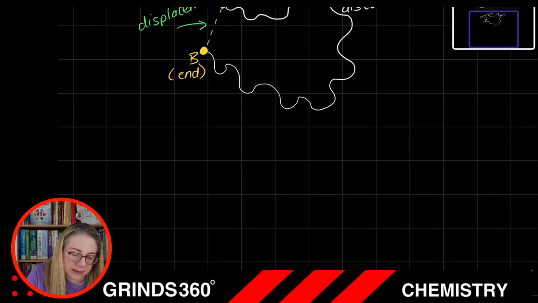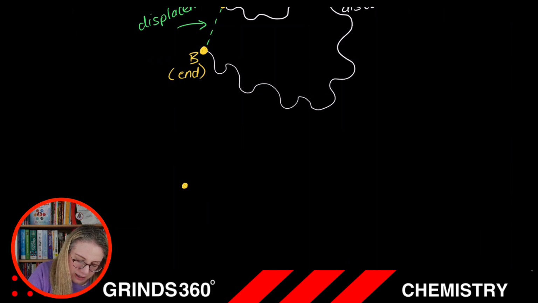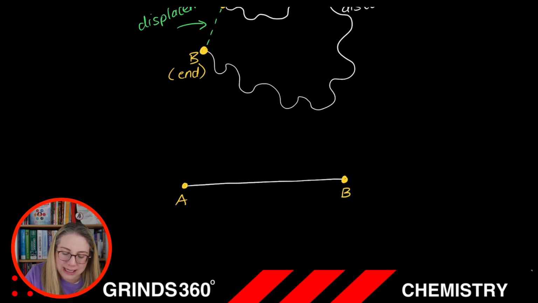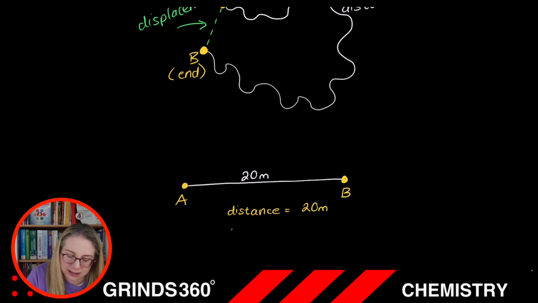So an easier way of doing this would be if we have point A. A person started walking from point A, they walked in a straight line to point B. To go from A to B, the person walked 20 meters. Now this person is walking in a straight line, so the distance that they have traveled is 20 meters. How far is that person when they're at point B from where they started? The displacement is also 20 because they walked in a straight line from that point to point B.